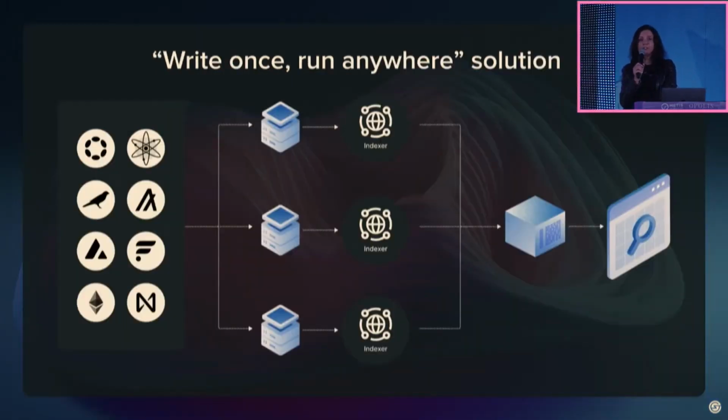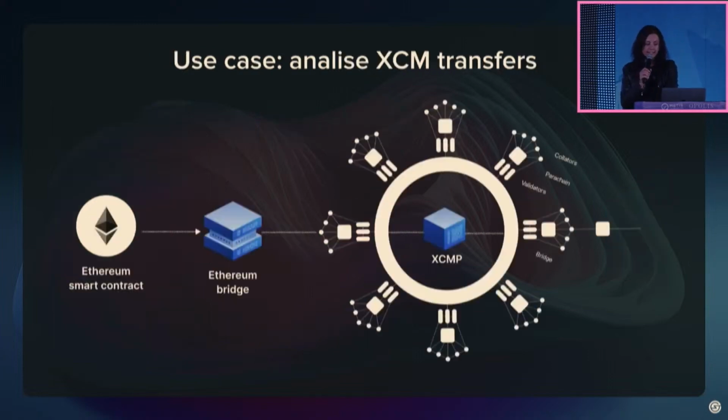And behind the curtain, SubQuery actually runs many separate indexers. So we have a node for every chain you want to index, but then we save it all in one database, and we provision this one single GraphQL API endpoint for you to query this data.